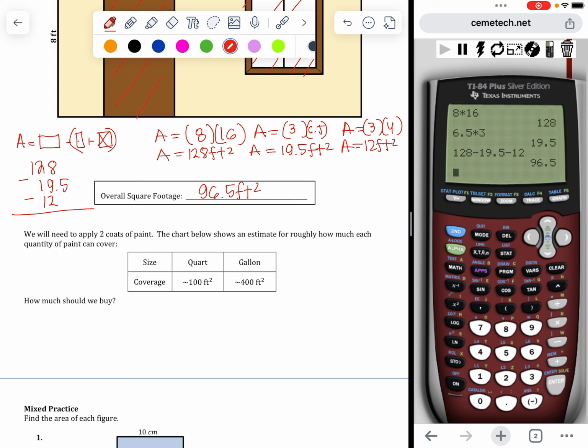So how much should we buy? If you're painting it twice, we have to do 96.5 times 2, which is under 200, right? And I don't want to buy too much. I don't want to buy that gallon with 400 because then I have way too much, right? So I'm going to buy 2 quarts. Okay.